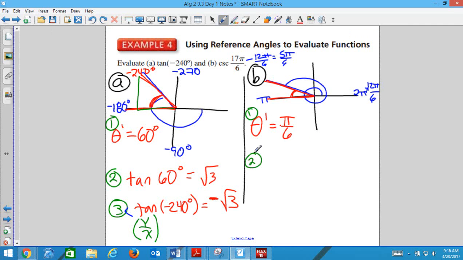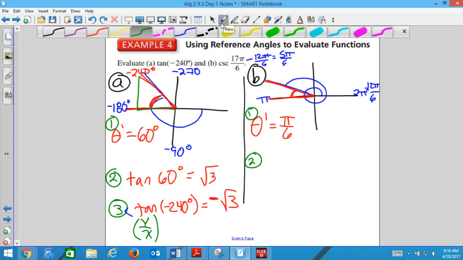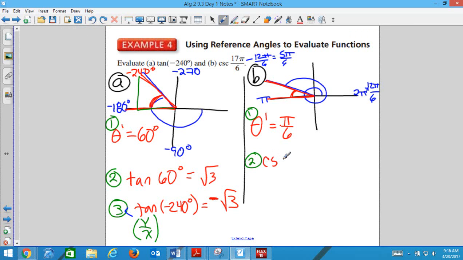Step 2. We need to figure out the cosecant at pi over 6. Now, I'll tell you how I do this. I know what pi over 6 is as degrees. What's pi over 6 as degrees? Where did you get the 5 pi over 6? So all the way around once is 2 pi, right? Which is 12 pi over 6. So I subtracted that from 17. And then I have 5 left over to keep going.